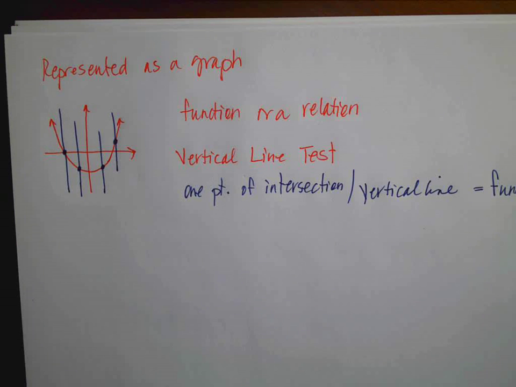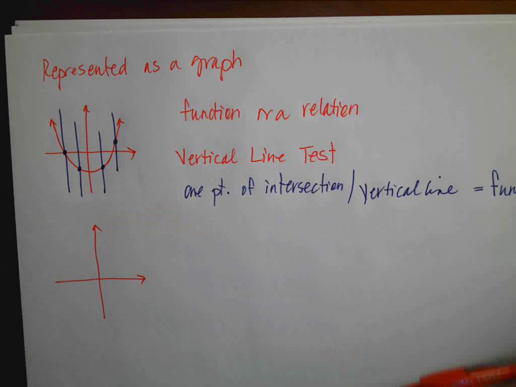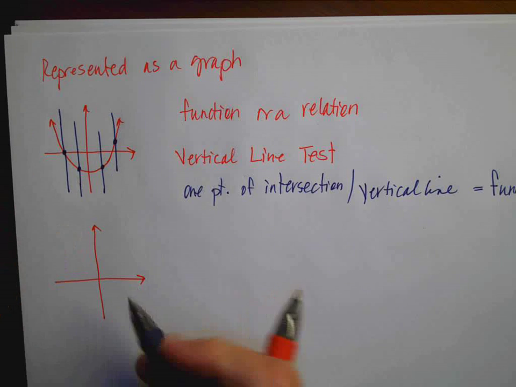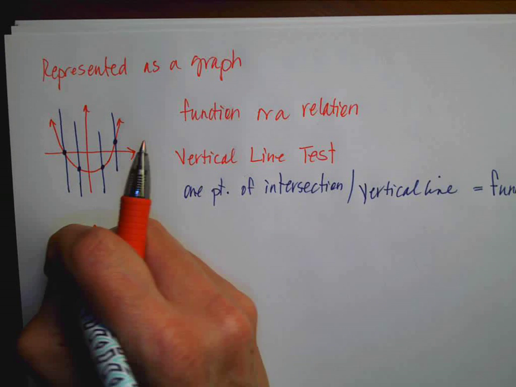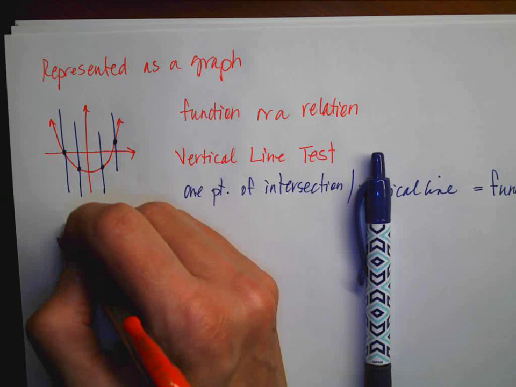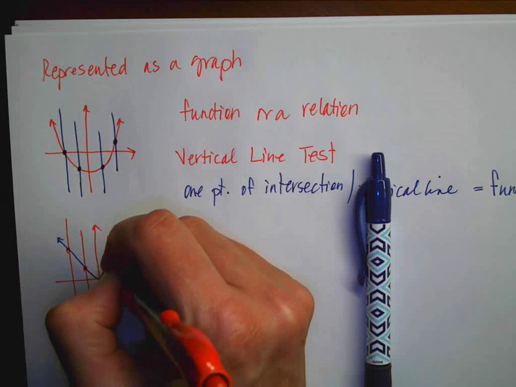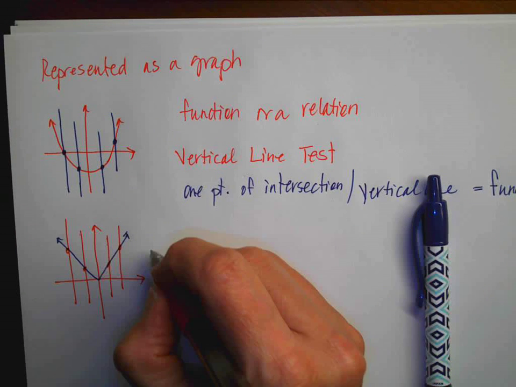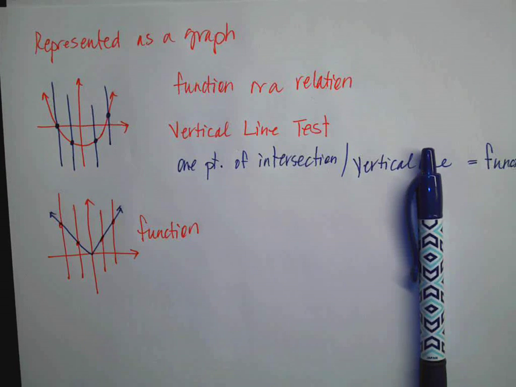So let's say I had a different graph. So here's my cool graph. I typically, when I'm graphing, put an arrowhead on 2, and that's it. And let's say this was my function. Okay, nice absolute value function, but we don't have to be worried about that right now. And I run vertical lines through my function. Each line only has one point of intersection, therefore this would be a function.